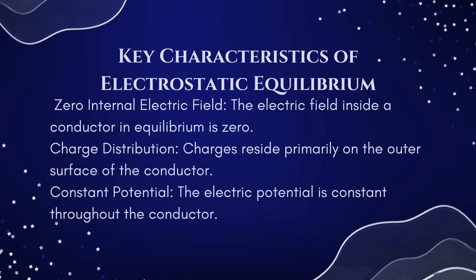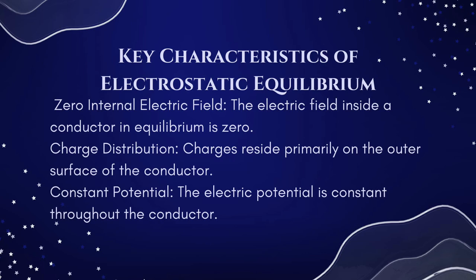Zero internal electric field. So the electric field inside a conductor in equilibrium is zero, which means no moving charges. Charges in a conductor are at rest, like those people finally stopping their pushing. So we go back to our example of the people in the bus. Those people finally stopped pushing. That is why no moving charges means zero internal electric field in the conductor.